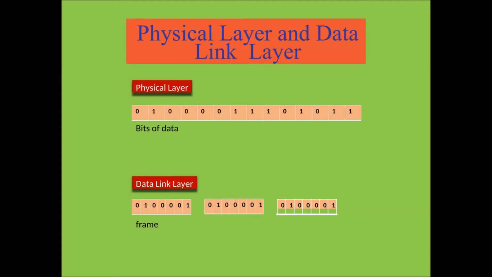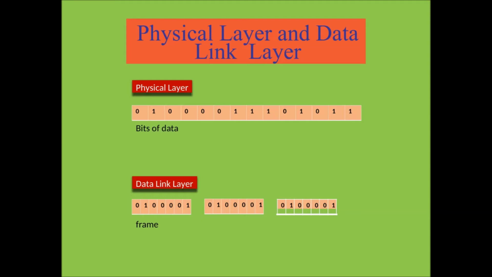Physical layer and data link layer. Data is transmitted in the form of bits. The pattern of data transmission is shown over here. The last two layers from the bottom side are the physical layer and the data link layer, and these two layers are very important in the OSI reference model, because the physical layer is used for actual data transmission.